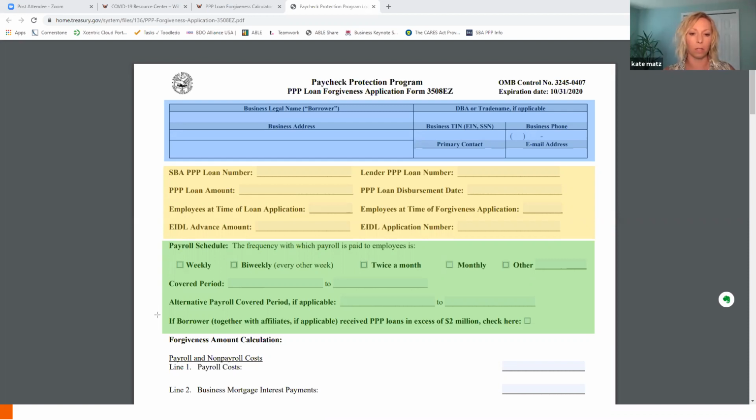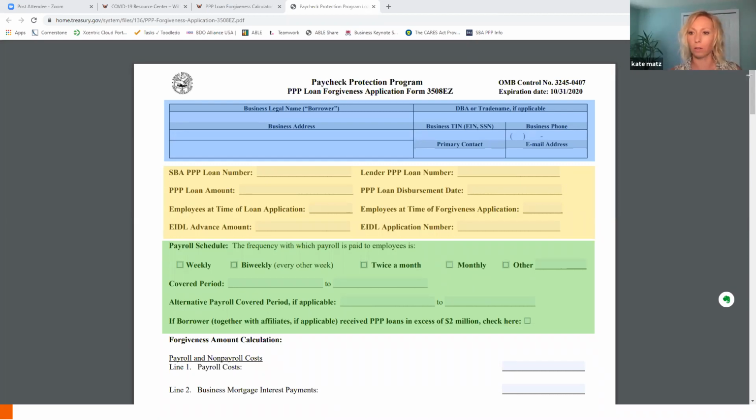And then if you did receive a loan in excess of $2 million, you'll click this box over here. That will guarantee that you get an audit. If you have a loan less than $2 million, you're eligible for potential audit. If you have over $2 million, you will for sure get your PPP application looked at.